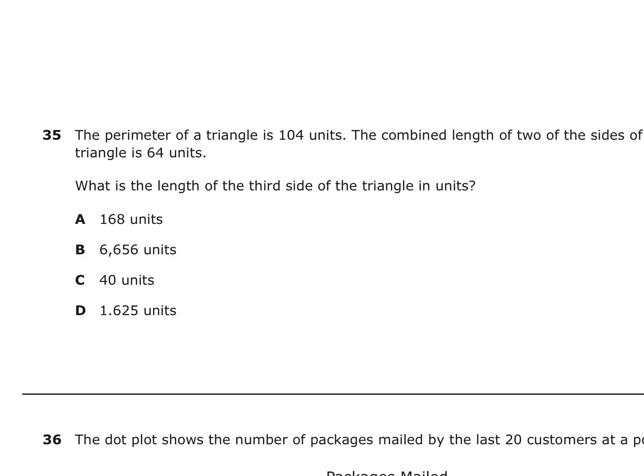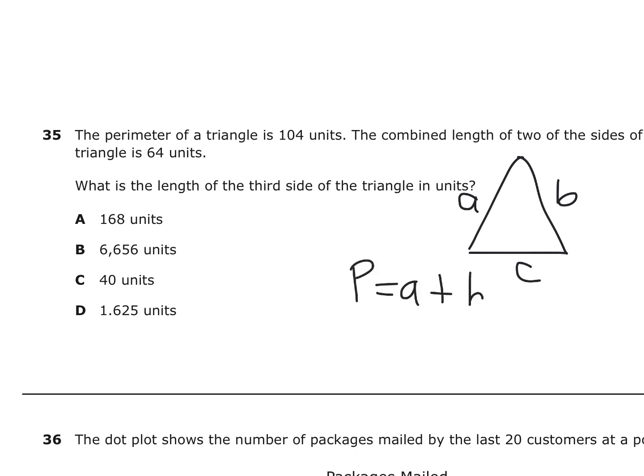Number 35, the perimeter of a triangle is 104 units, and the combined lengths of two sides is 64. So in this problem, we have a triangle, and we have 3 sides, A, B, and C, and the perimeter is the sum of the 3 sides, A plus B plus C. And it says here that the perimeter is 104, so this is equal to 104.